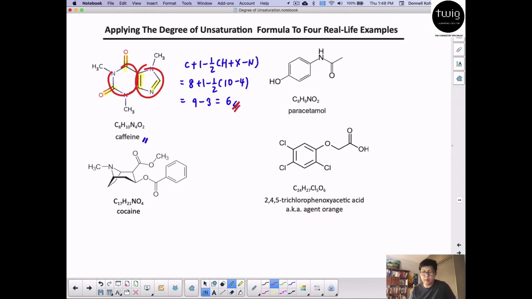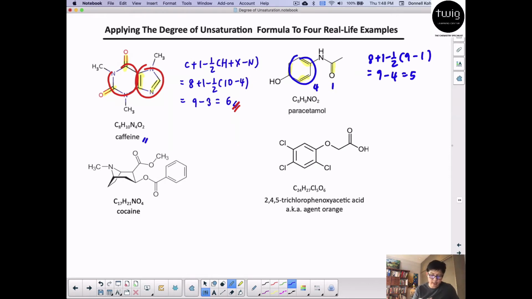Okay, paracetamol. Let's see paracetamol. The number of carbon is 8, plus 1, minus half. Hydrogen will be 9, nitrogen will be 1. So this gives you 9 minus 4. That gives you a value of 5. So let's see whether we have 5 degrees of unsaturation. 1, 2, 3, 4, and the last one is the ring, 5. In fact, that's a benzene ring, so it's actually 4 plus 1. The benzene ring is 4, this is 1. So that's why it's 5.